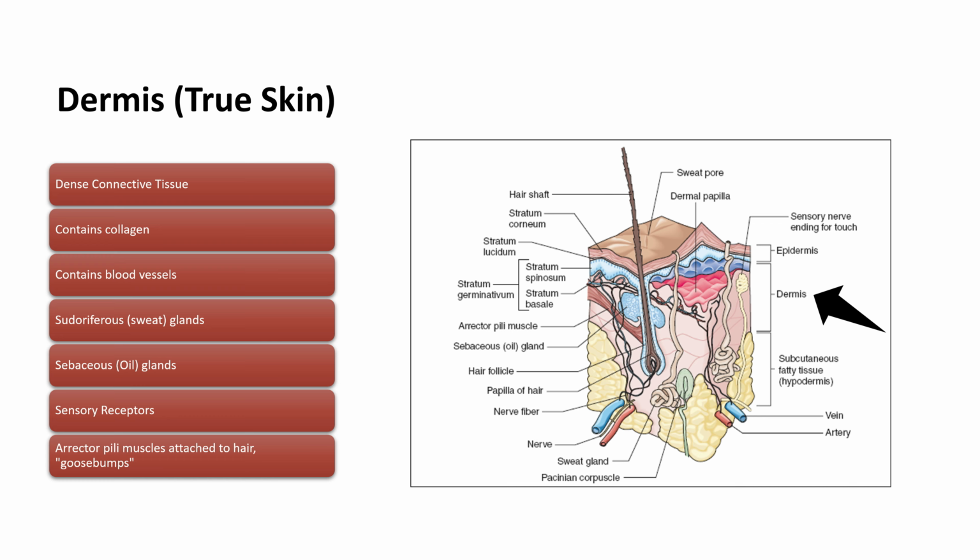You have your sensory receptors for pain, cold, heat, touch, and vibration. These are going to be located in the dermis. Your arrector pili muscles are attached to your hair. So that's what makes your hair stand up, producing the goosebumps you get when you say you have goosebumps.